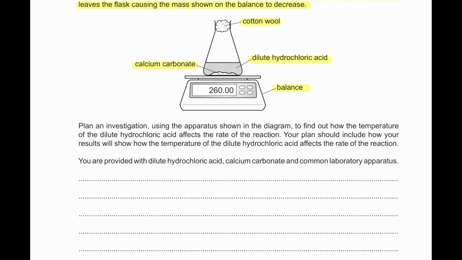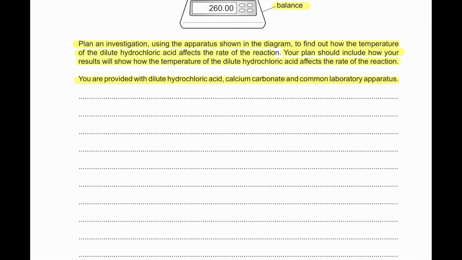There is a balance. Plan an investigation using the apparatus shown in the diagram to find out how the temperature of the dilute hydrochloric acid affects the rate of reaction. Your plan should include how your result will show how the temperature of dilute hydrochloric acid affects the rate of reaction. You are provided with dilute hydrochloric acid, calcium carbonate, and common laboratory apparatus. So, to do this particular experiment, we will have to have a certain volume of acid that we're going to use in that particular experiment.